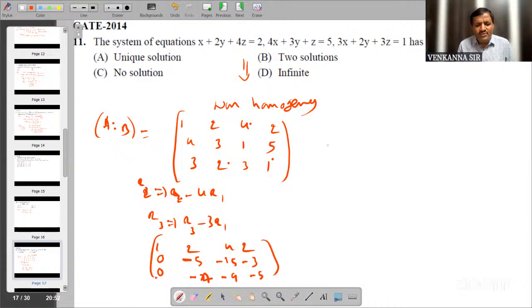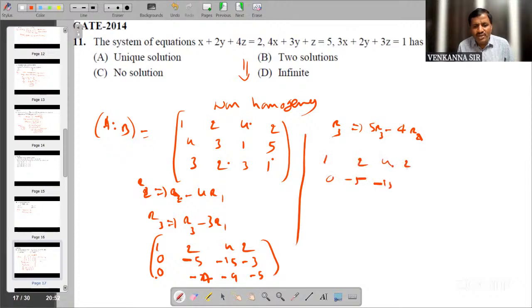So if you observe here, these two rows are not proportional. What is the next operation required? Minus 4 is required to become 0. Minus 4 you have to convert into the 0. R3 implies 5R3 minus 4R2. This operation makes 1, 2, 4, 2, 0, minus 5, minus 15, minus 3, and this is 0, 0.